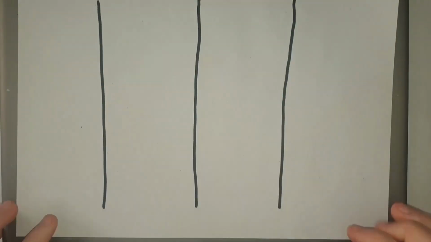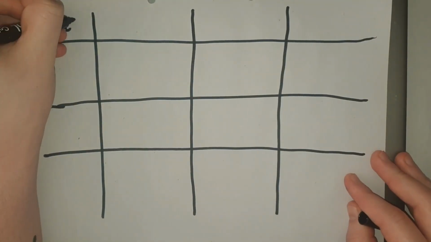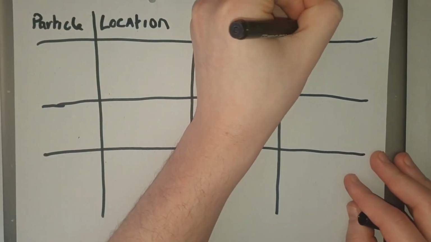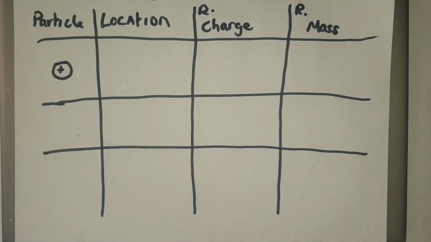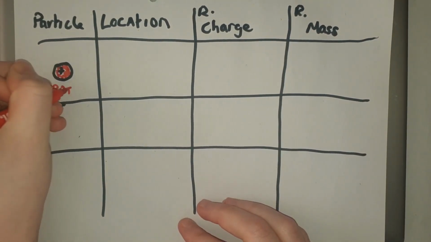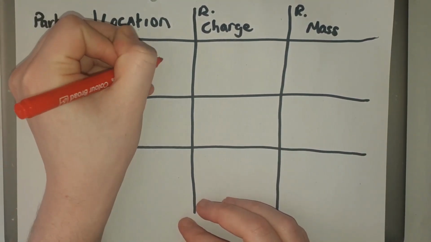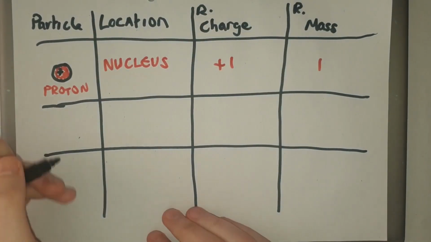The properties of these particles are as follows. The protons are found in the nucleus. They have a relative charge of +1 and a relative mass of 1. The neutrons are also found in the nucleus. They have no charge and a relative mass of 1.